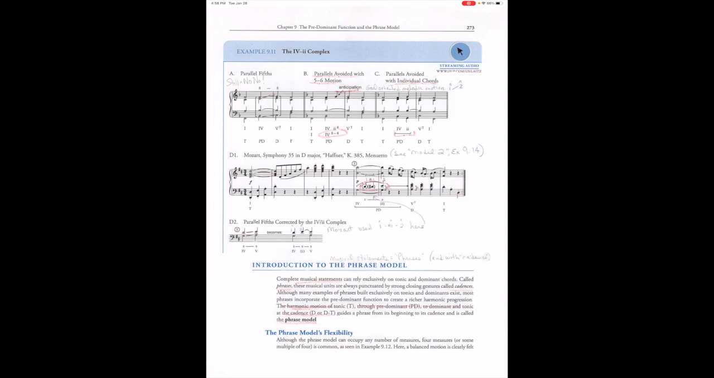Okay, so did you see where there was parallels? Parallel fifths between soprano and the bass. When it's harmonized, it conceals it a bit, but not enough. So that's a no-no because you've got parallel fifths between the soprano and the bass. So in order to get rid of that, look at letter B.